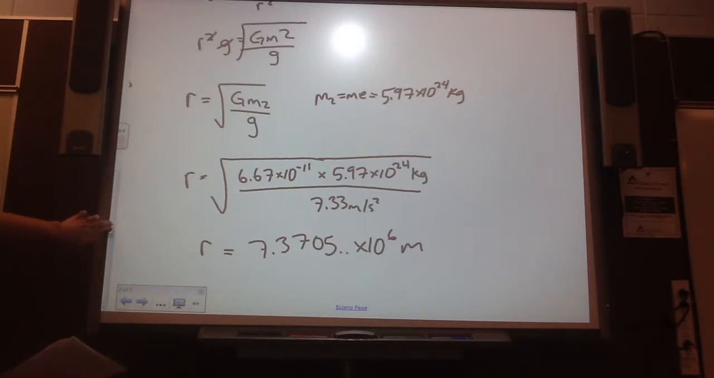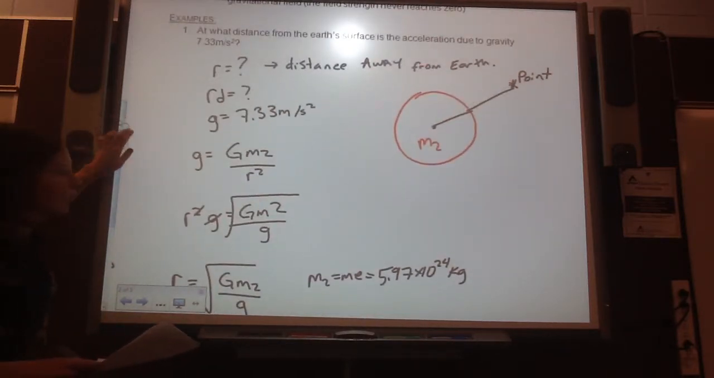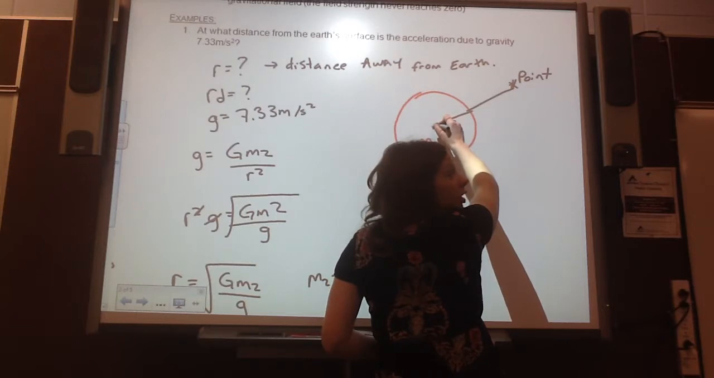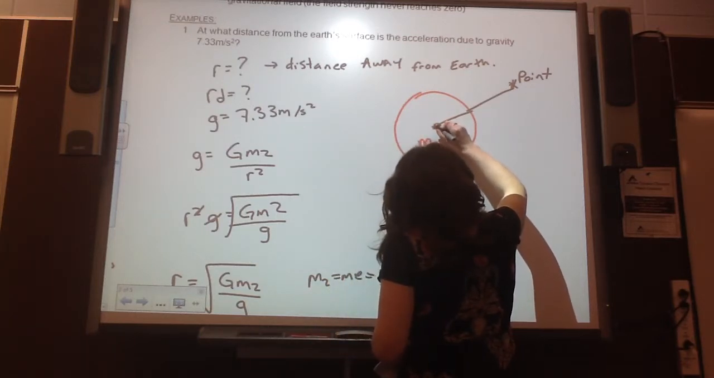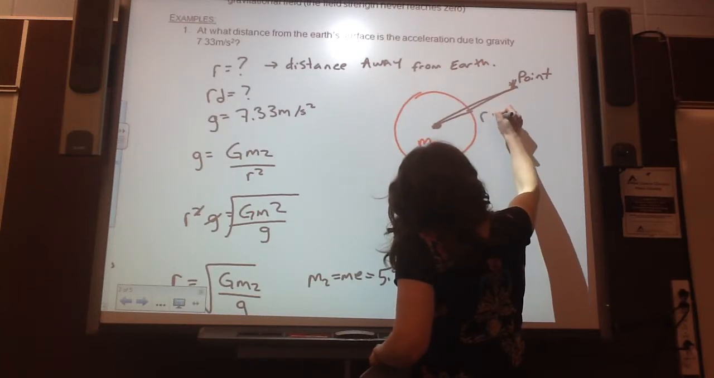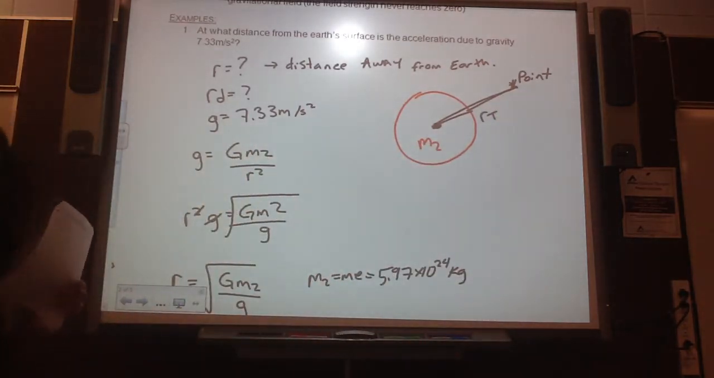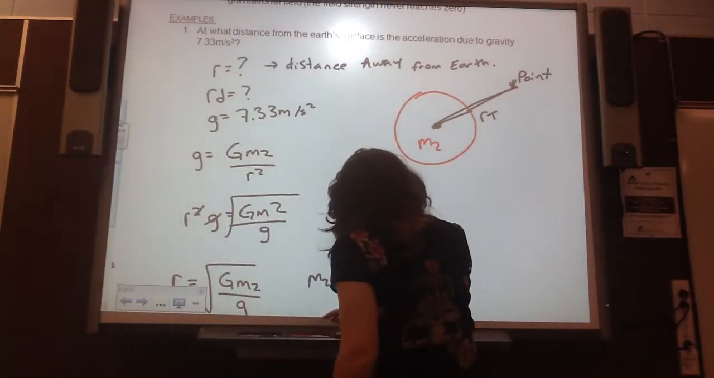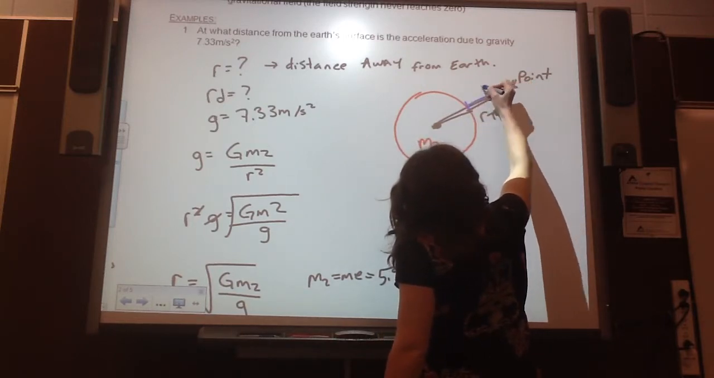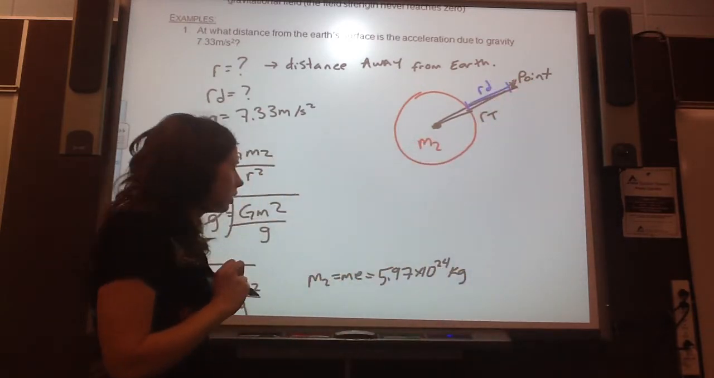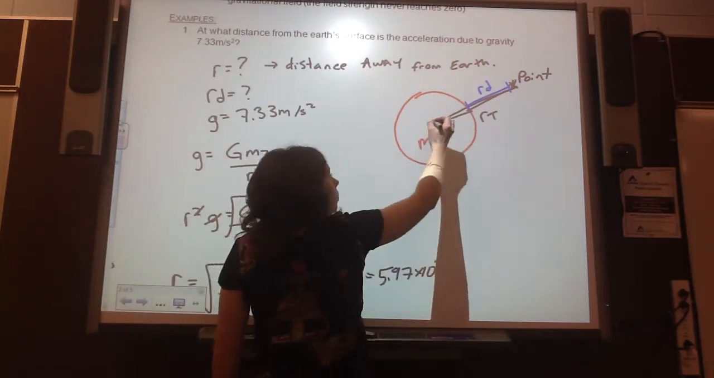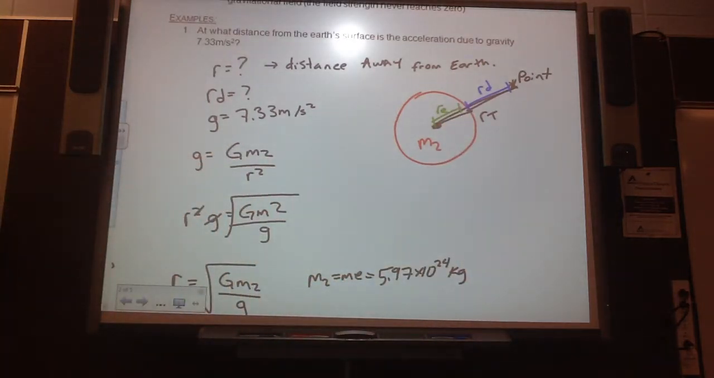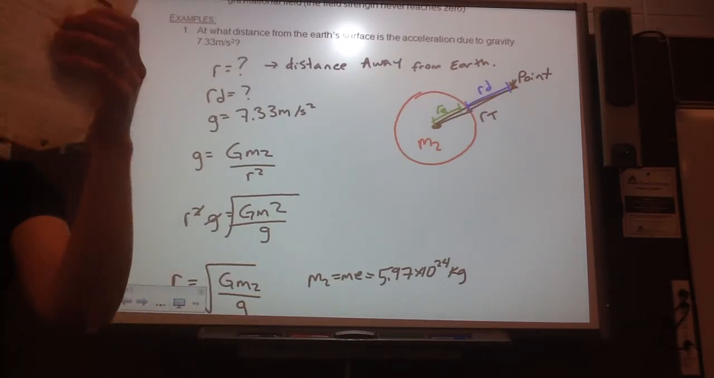Okay? So look at my diagram. What I just found out is the total distance from the center of that object, which is Earth, all the way to the point. So I found RT. I would say that's R total. I wanted to just find this distance right here, and I said that's RD. Well, how do I find RT? Or RE, I guess. Radius of Earth, data booklet.